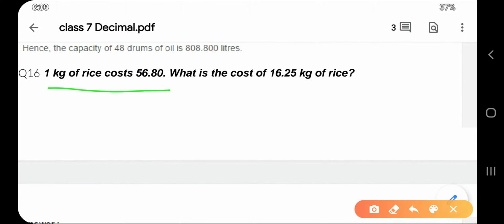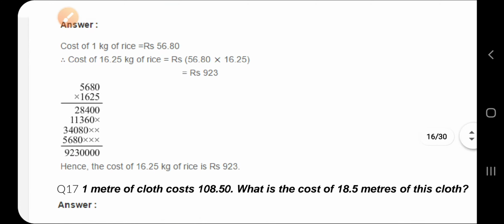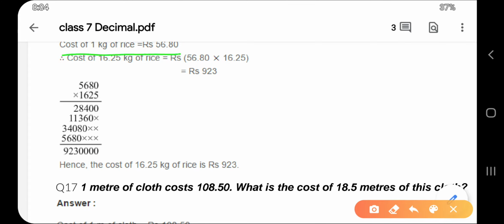1 kg of rice costs this much. What is the cost of 16.25 kg of rice? Remember and notice that in all the questions of this chapter, it is given for one, you have to find for many. So you need to multiply in all the questions, and if in case it is given for many and you have to find for one, you need to divide then. So the cost of 1 kg of rice is this, so the cost of 16.25 kg of rice is this. You have to multiply, and place the decimals in a proper way. That's it.